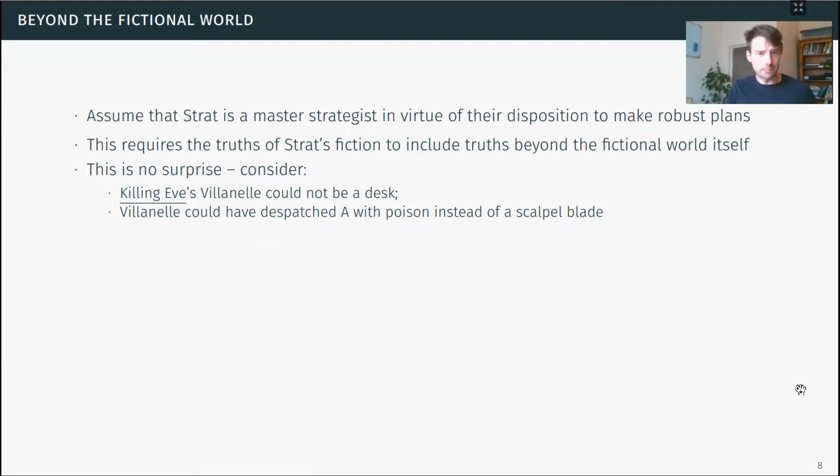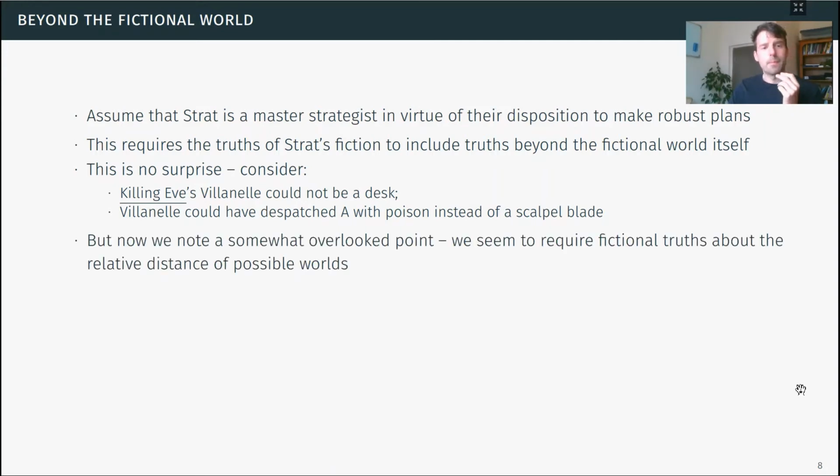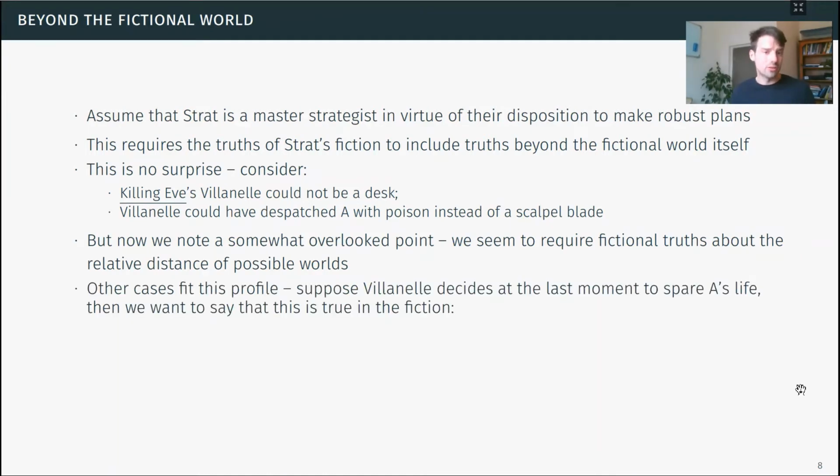And a natural way to pass these claims is in terms of possible worlds. So according to the fiction, there is not a possible world at which Villanelle is a desk. According to the fiction, there is a possible world where Villanelle dispatches that individual with poison. But now we can note a somewhat overlooked point. We seem also to require fictional truths about the relative distance of possible worlds as part of how we evaluate fictions. And there are other cases, not just this planning example, that fit the profile.